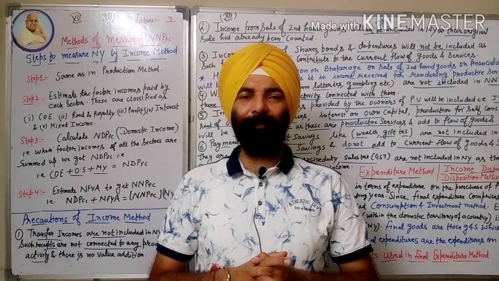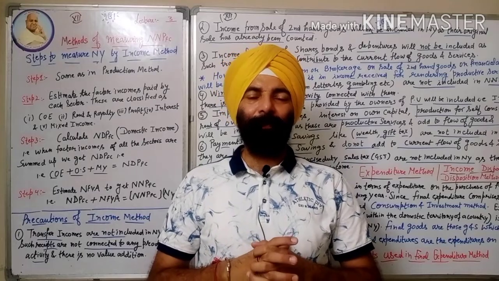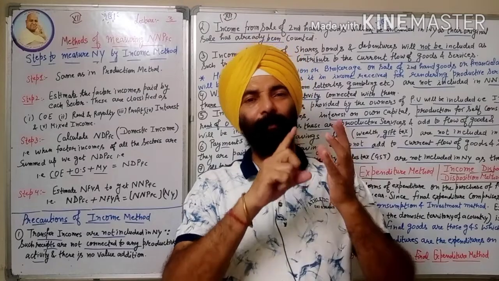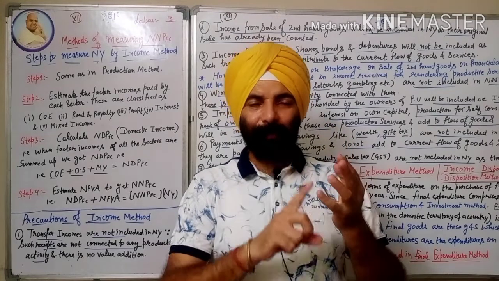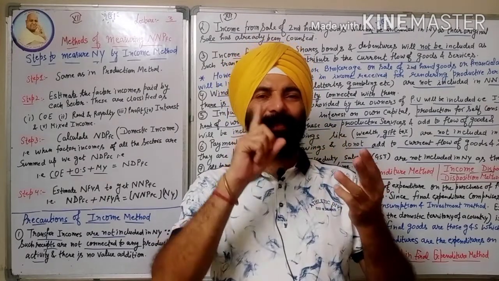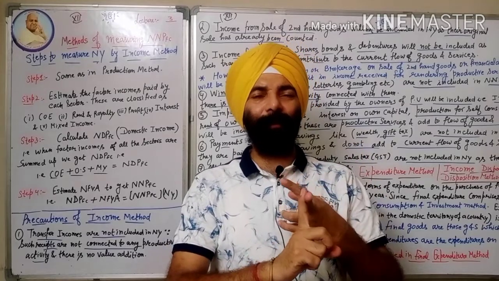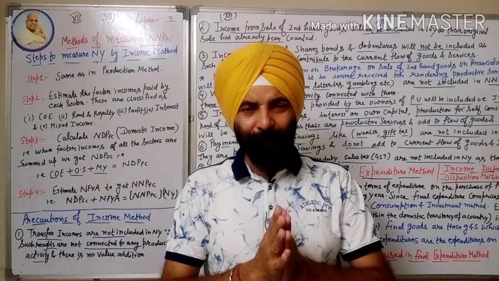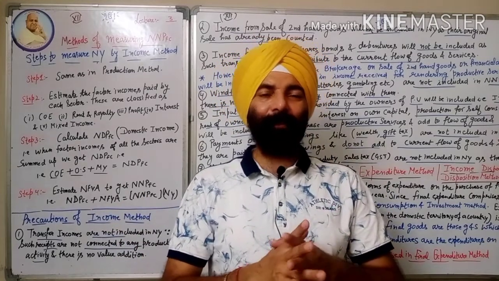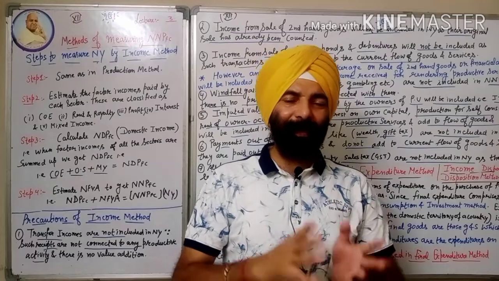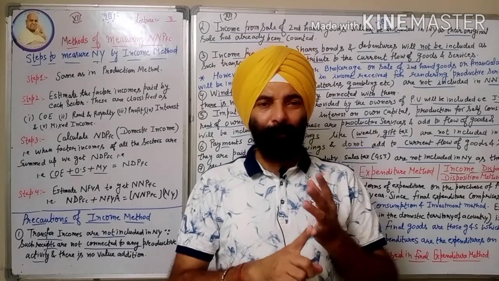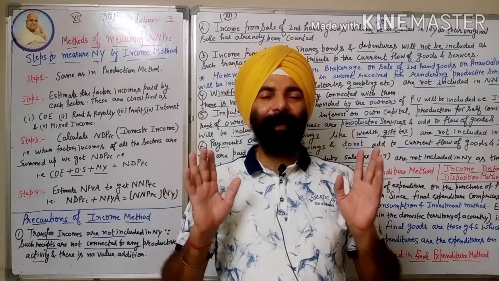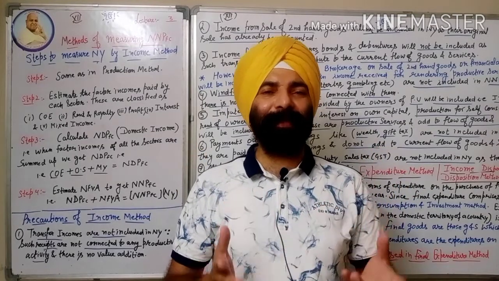At the same time, we also discussed the various concepts used in the income method. We discussed in detail compensation of employees, its parts, wages and salaries in cash, wages and salaries in kind, social security contribution by the employers on behalf of employees. Then we discussed the operating surplus, which is also called income from property and entrepreneurship, which includes profit, interest, rent and royalty. This all we have discussed in detail. And then we discussed the mixed income of the self-employed.